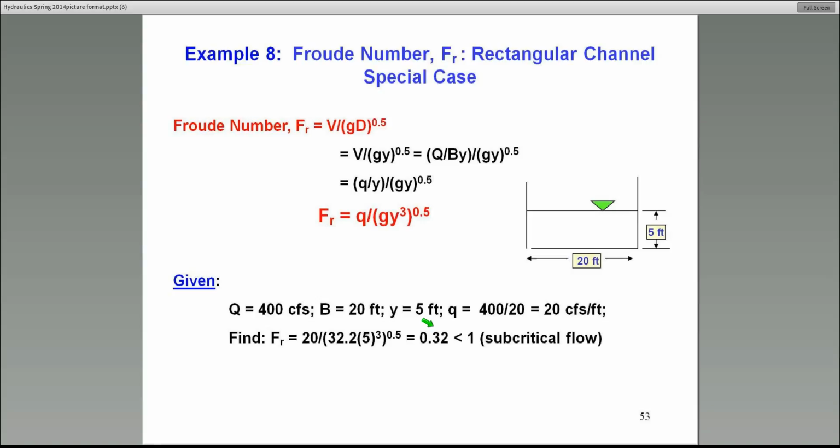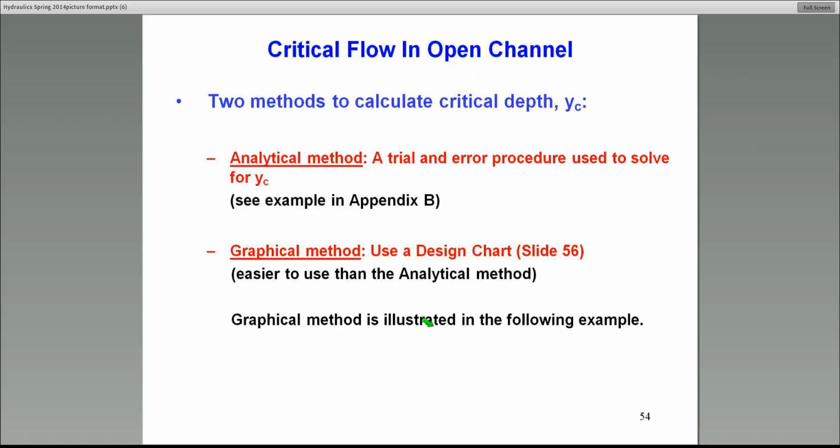Basically, this is an important indicator of the type of flow you have in a particular channel system. Most design work, when we do design, we like to keep it subcritical flow, if at all possible. That is normally associated with smaller velocities and larger depths. So anyway, that's essentially the Froude number.